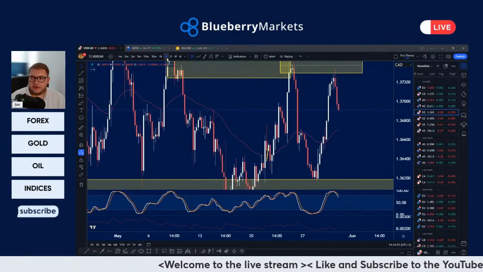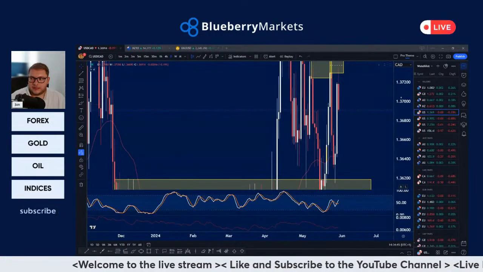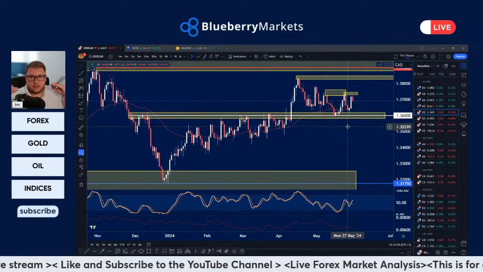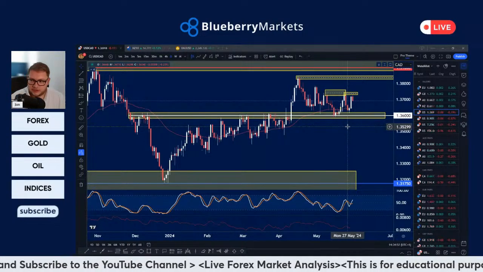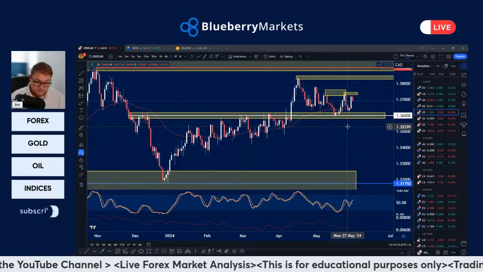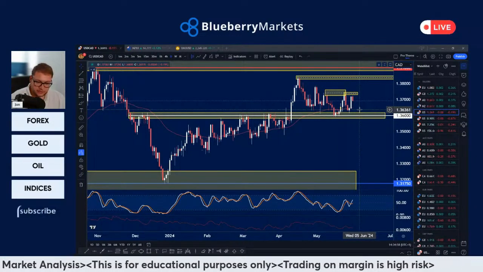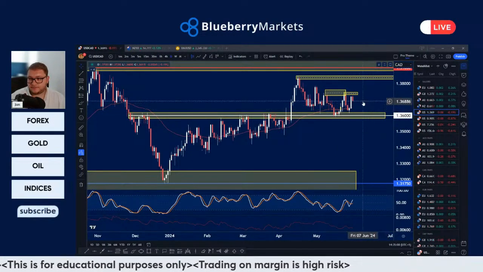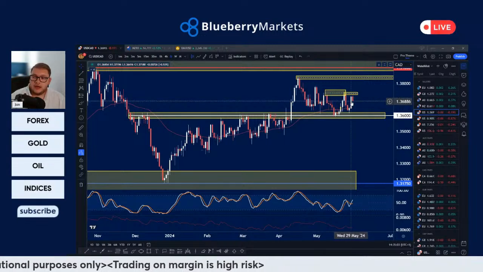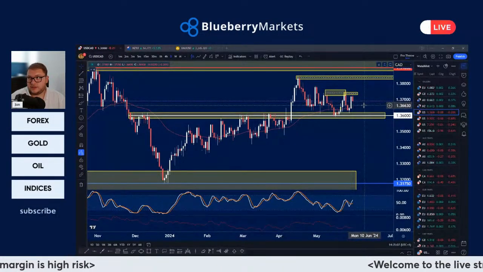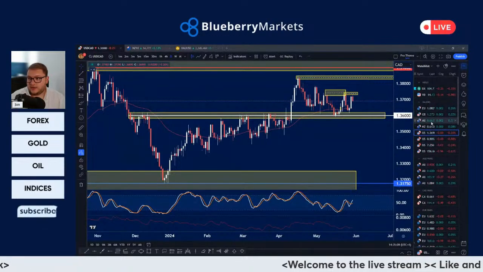So yeah, I like the idea of being long CAD yen off the basis of these two opposing ideas on those majors. Dollar CAD moving lower could be classed as CAD strength, dollar weakness. Dollar yen moving higher could be dollar strength, yen weakness. So we're trading those opposing ideas there.